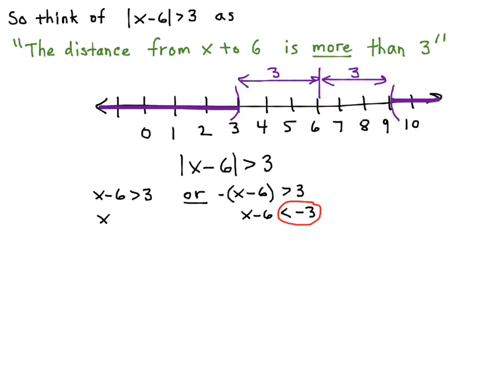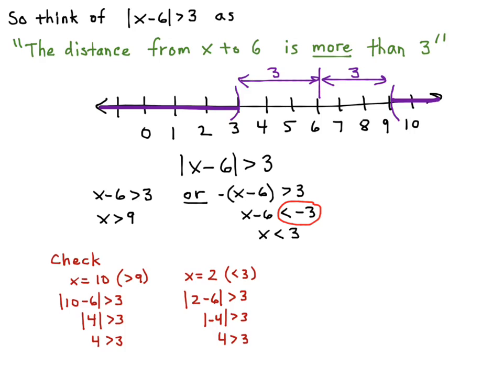Okay, so when you solve those two, by adding 6, we get x is greater than 9. And here, when we add 6, we get x is less than 3. And so that's what my diagram shows. So the physical meaning of this is that the distance of x, whatever value x is, the distance from 6 is greater than 3. Okay, so the greater than is or.